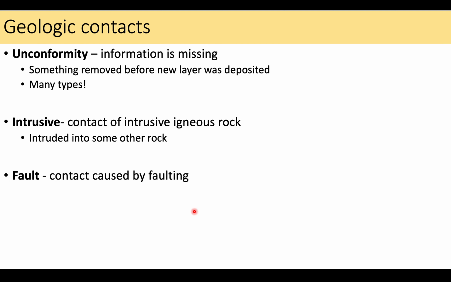An unconformity is where we have information missing. So something was removed before the new layer was deposited, and there are many types of this. Another type of contact is called an intrusive contact. So this is a contact of intrusive igneous rock. So this is where igneous rock has intruded into some other rock.